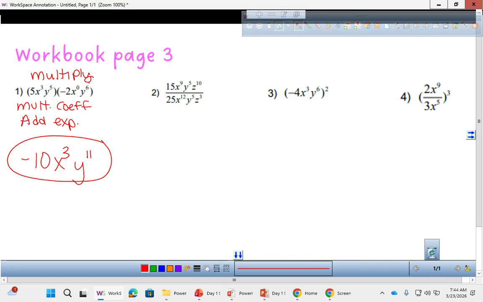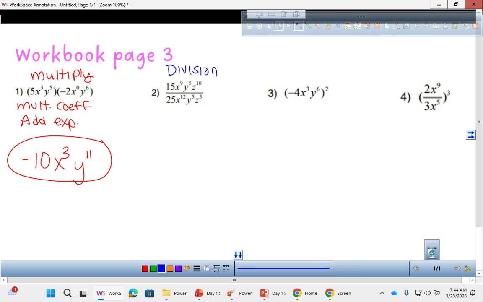The second one is division, right? When you have like a fraction. Anybody remember what to do for division? Nate? We're going to subtract the exponent. What are we going to do to the coefficient though? We should do different things to them.